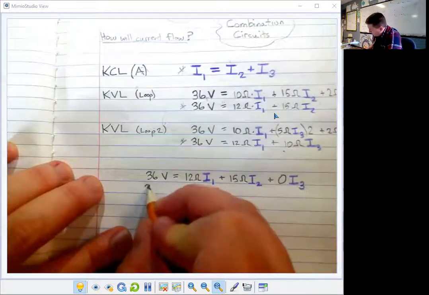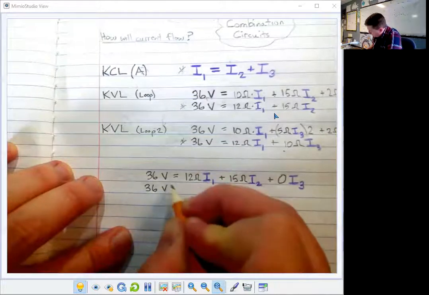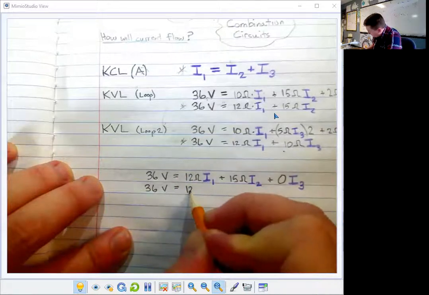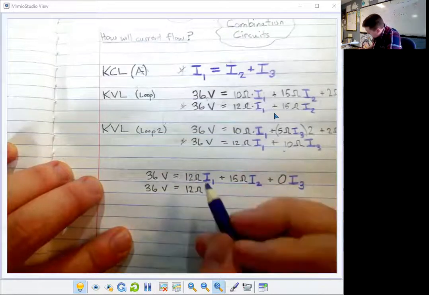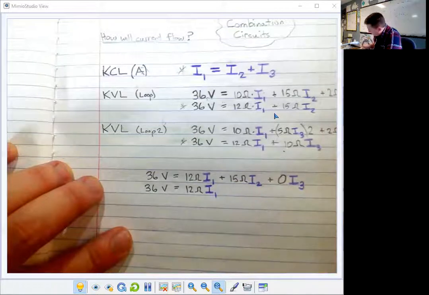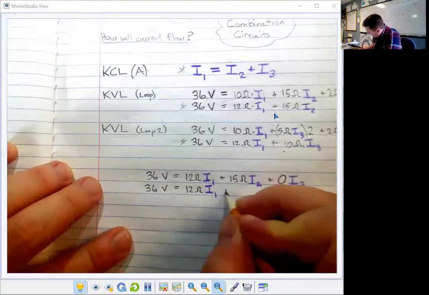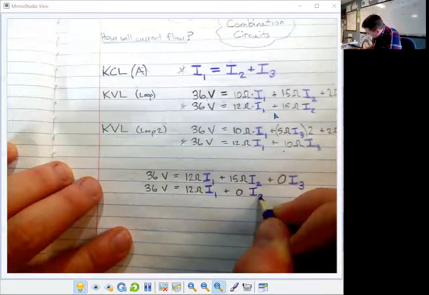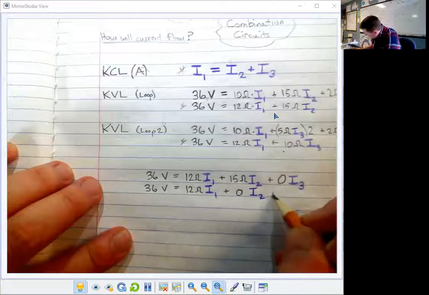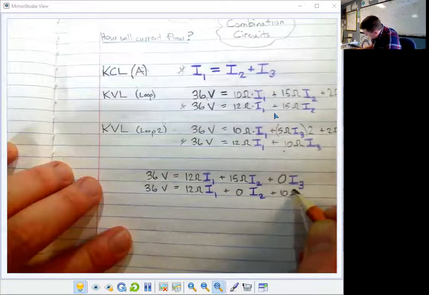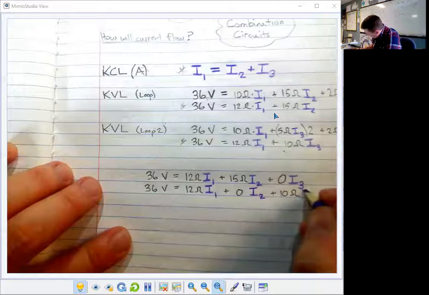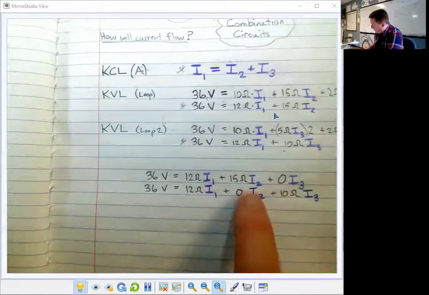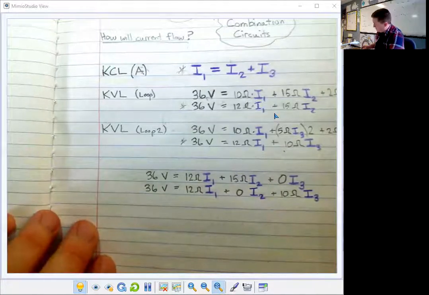All right, Kirchhoff's second law. For the second loop, I mean to say, 12 ohm I1s. And I have no I2, so I'm going to write I have 0 I2s. And I have 10 ohms of I3. The reason why I write it this way is so that all my I1s line up, all my I2s line up, and all my I3 lines up.